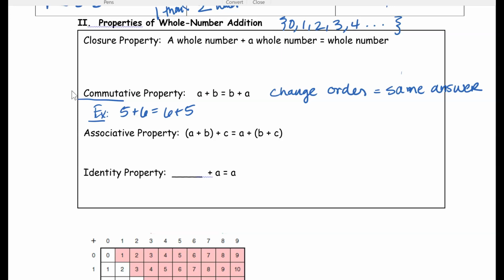The associative property has to do with parentheses, and I always think of the word, who do you associate with, or the phrase, and it could mean like groups of people.